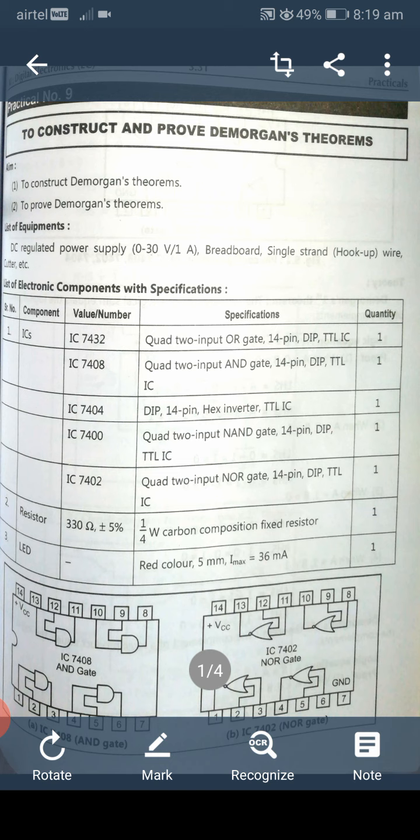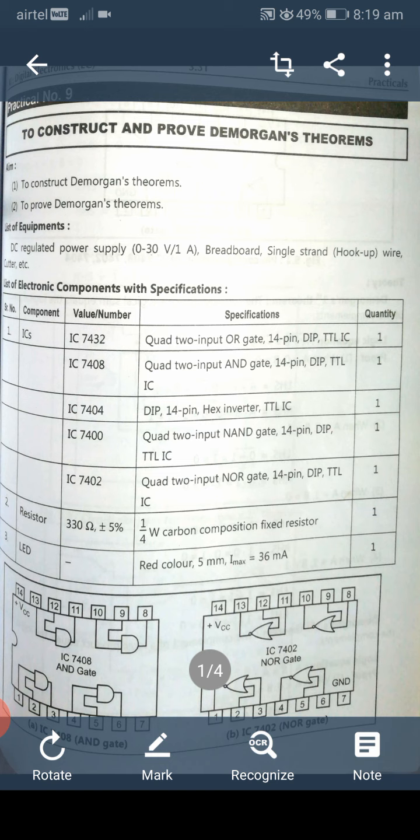The another IC required is IC7408. The specification of this IC is quad 2 input AND gate, 14 pin DIP, TTL. Quantity required is 1.